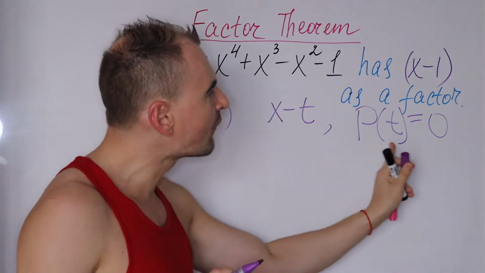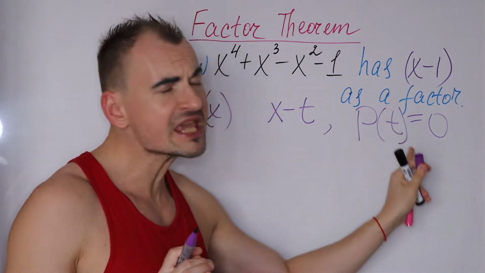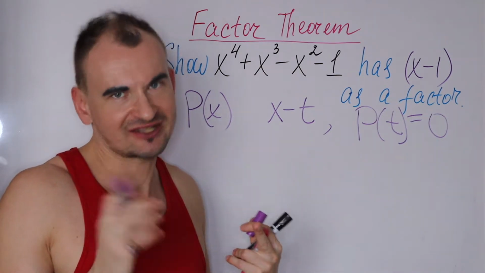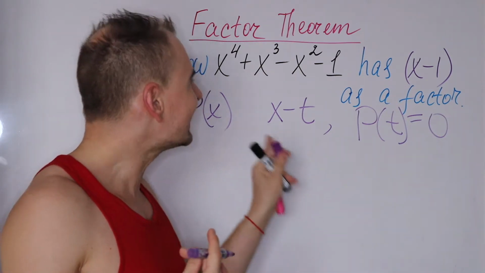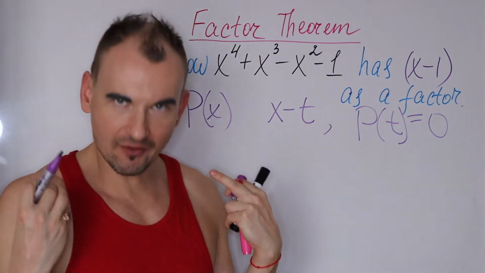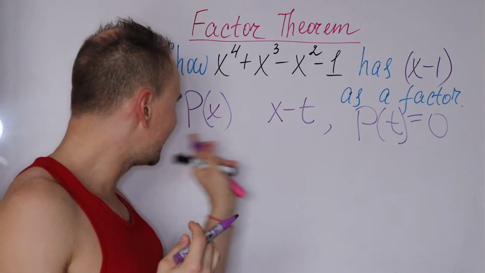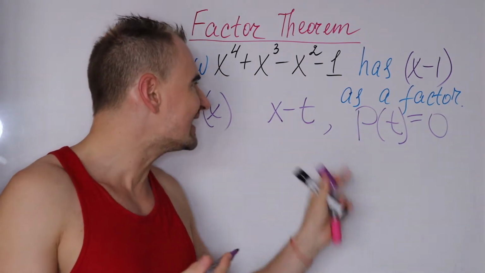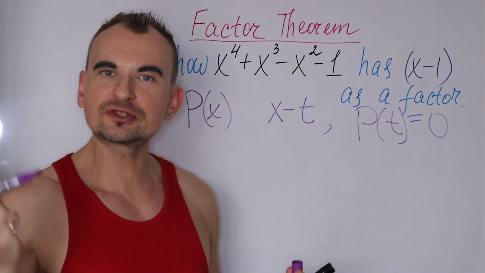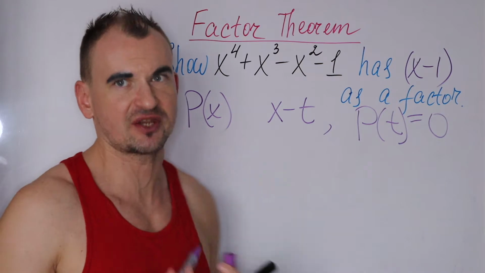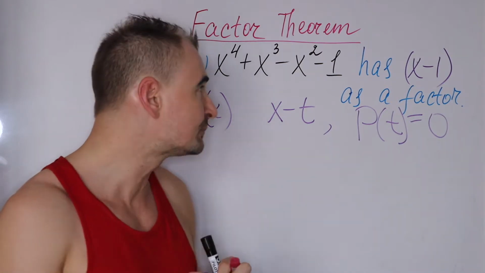So if p of t equals 0 for some t, where t is a number, then x minus t is going to be a factor of this polynomial p of x. In other words, the monomial x minus t fits evenly into this polynomial. Now, let's put it to the test.